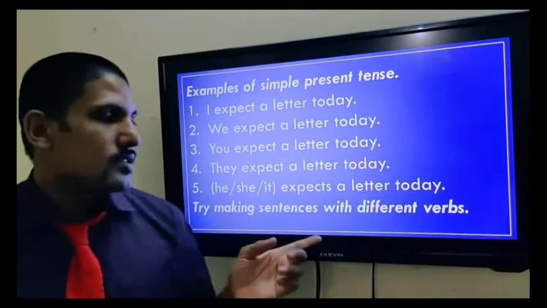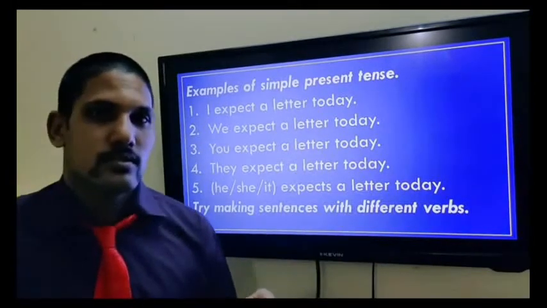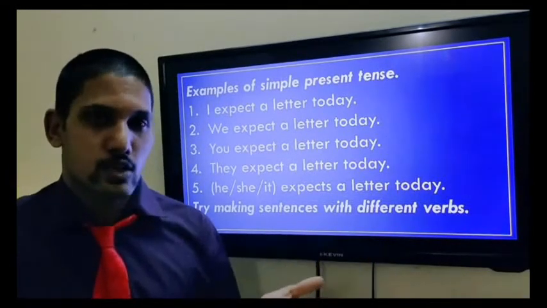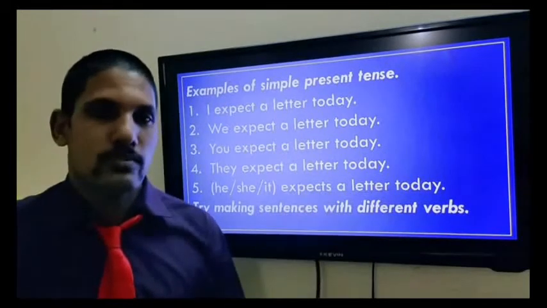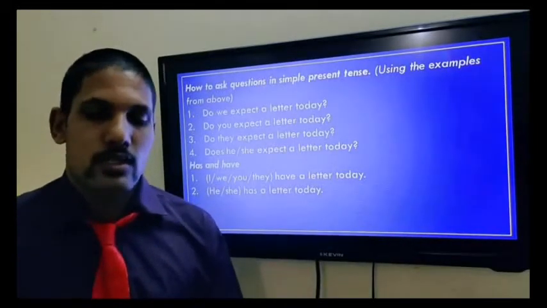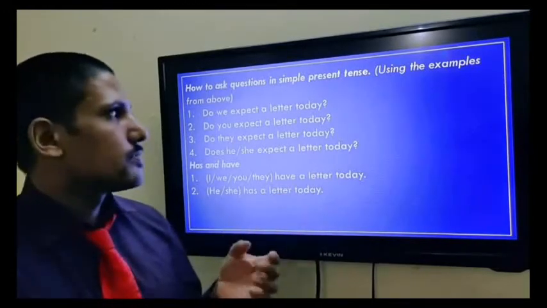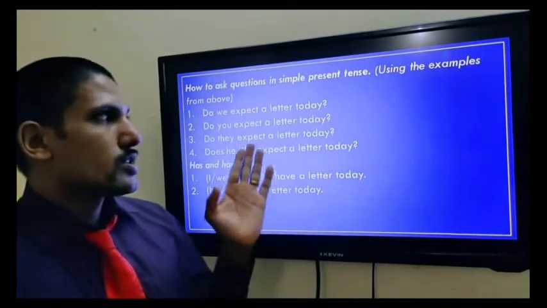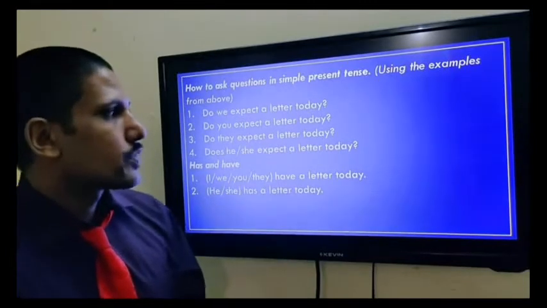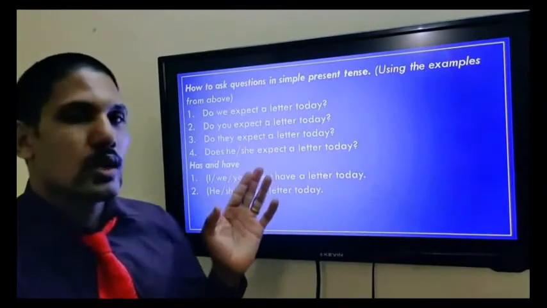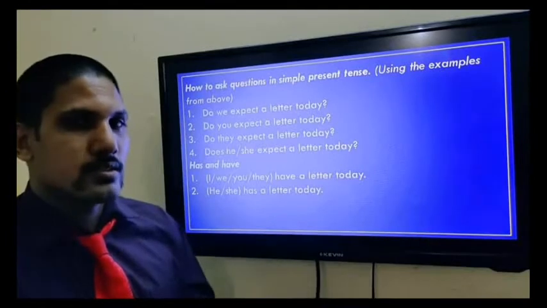Try making these types of sentences in simple present tense at home with different verbs. That will improve your knowledge of simple present tense. So how to ask questions in simple present tense? We use do and does to ask questions in simple present tense.